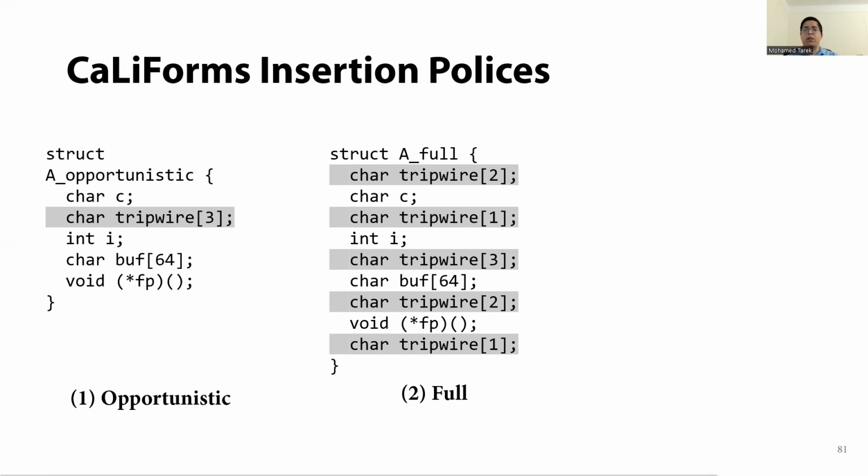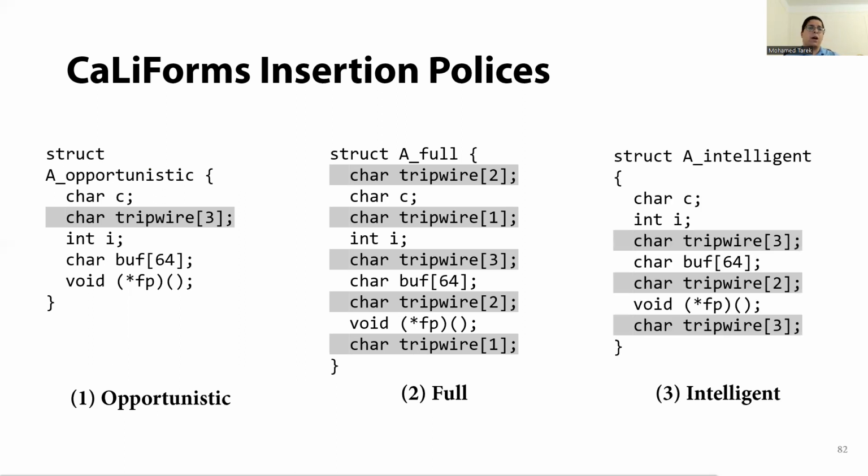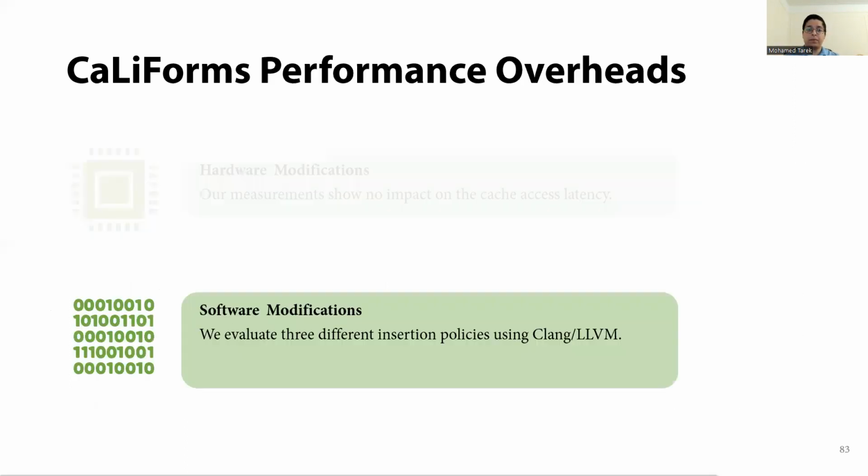The second insertion policy, which we refer to as the full policy, adds randomly sized tripwires between all fields of a struct. Using randomly sized tripwires is important for security to increase the chances of catching non-contiguous buffer overflows. Our third and last policy, which we refer to as the intelligent policy, adds tripwires only between those fields which are more prone to exploitation, such as arrays and function pointers. We implemented our policies using the Clang and LLVM compiler and measured their overheads on a real x86-64 machine.